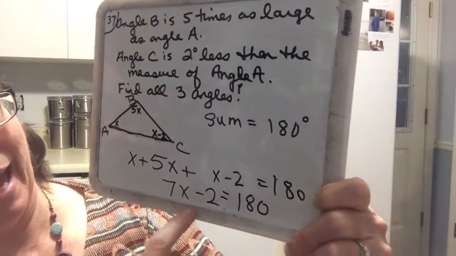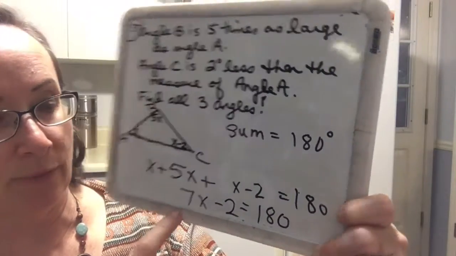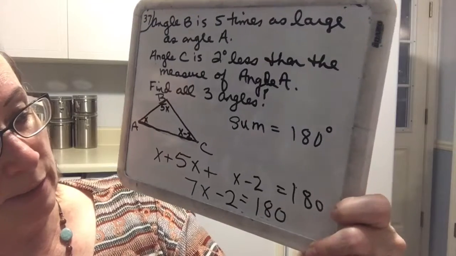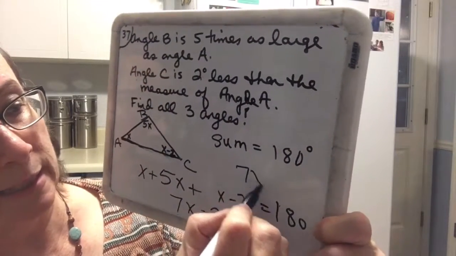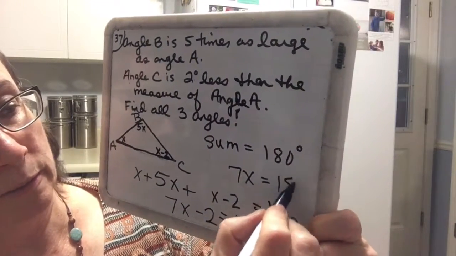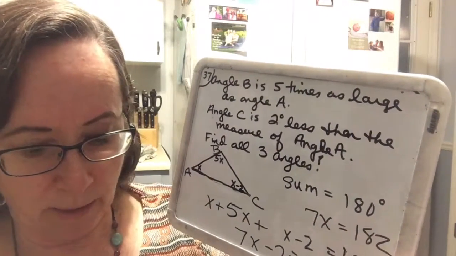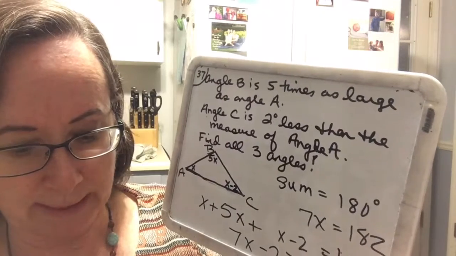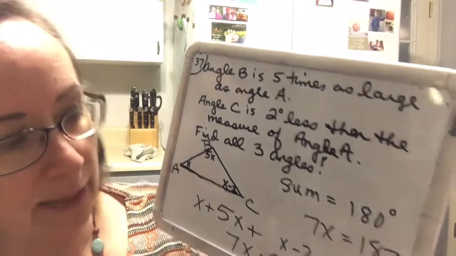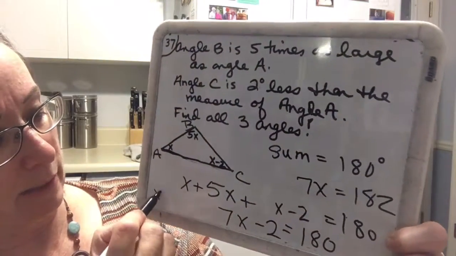Okay, so I'm going to add a 2 to both sides to get my 7x by itself. And so then I would get 7x is 182. So if I go to my calculator and I say 182 divided by 7, then I find out that x is 26 degrees.